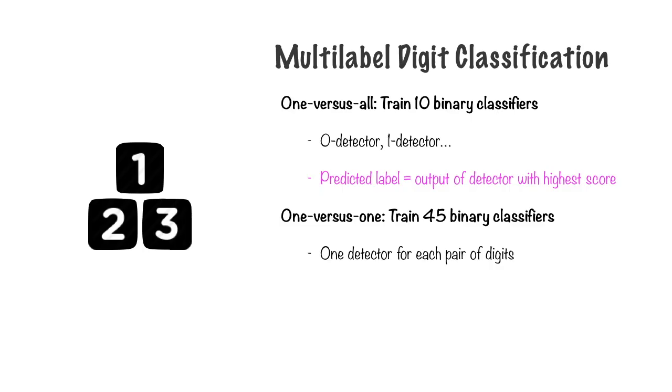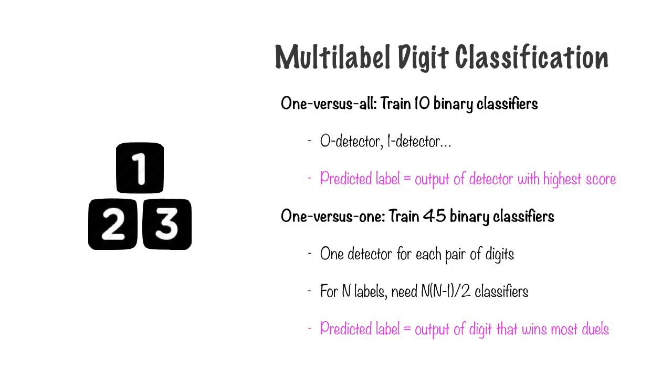So you'll have a classifier which detects whether this digit is a 1 or a 2. A classifier for 1 versus 3, 1 versus 4, and so on. So for n labels, you need n multiplied by n minus 1 divided by 2 classifiers. The 1 versus 1 binary classifier you can think of as a duel of digits, and the predicted label is the output of the digit that wins the most duels. If you find that the digit 2 wins the most duels against other digits, that is the predicted label.